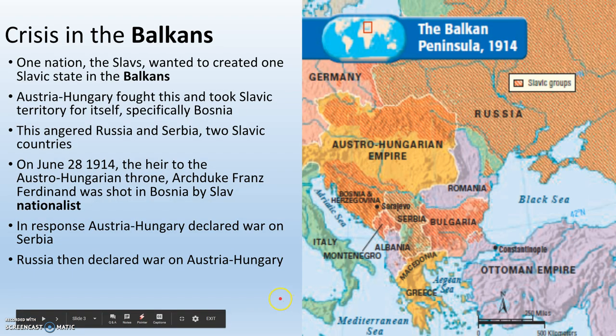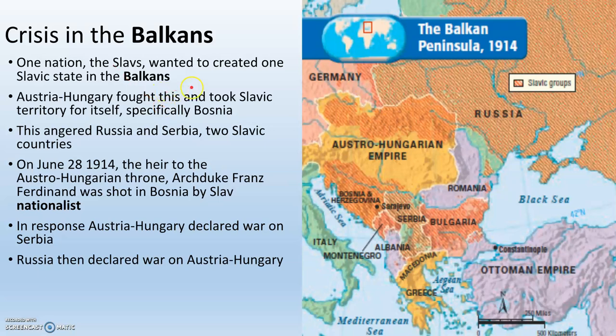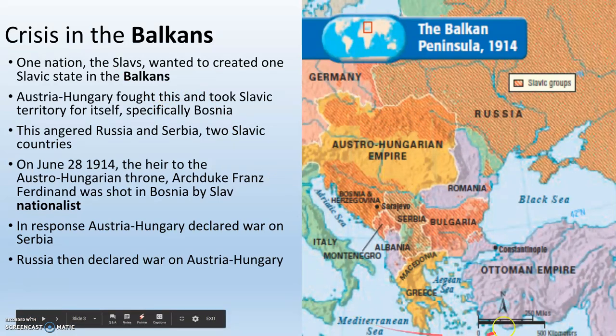So let's talk about the crisis in the Balkans. One group of people, the Slavs, that's what they're called, want to create one Slavic state in the Balkans. The Balkans includes Greece, but it's this part of Europe over here on the other side of Italy, between Turkey and Italy.